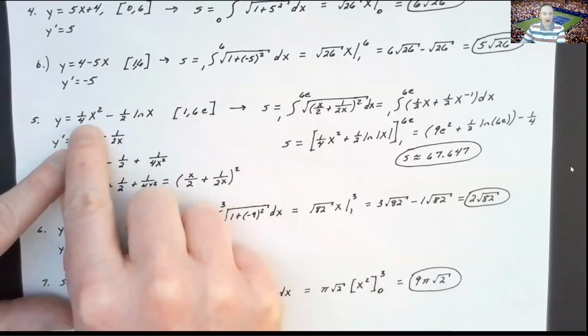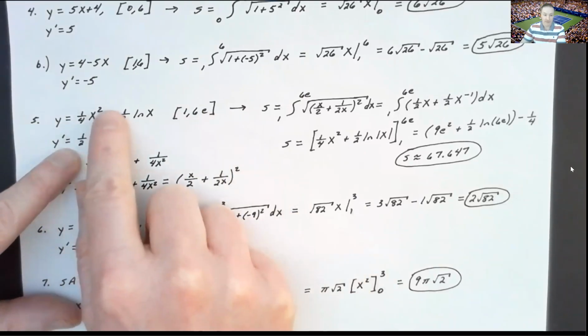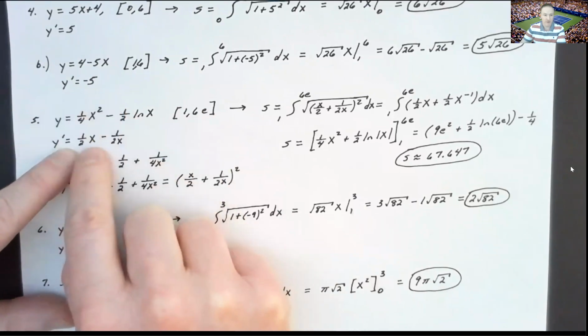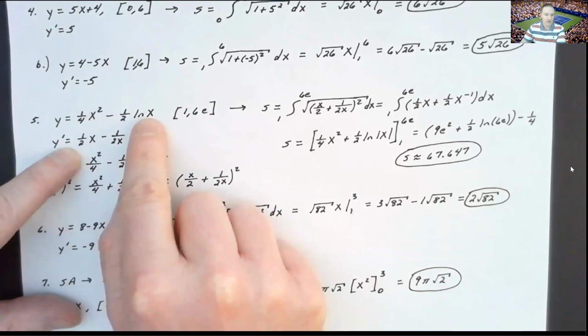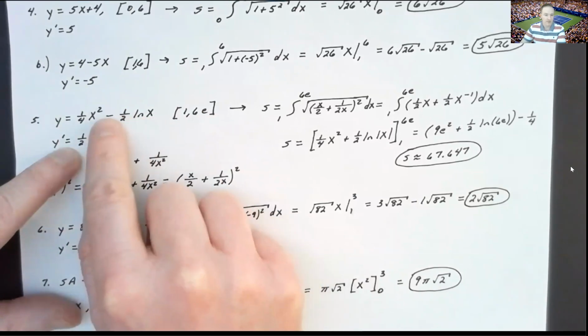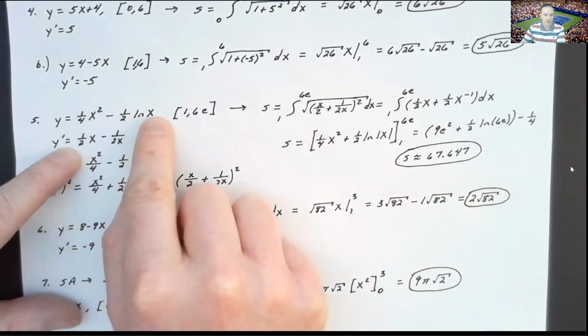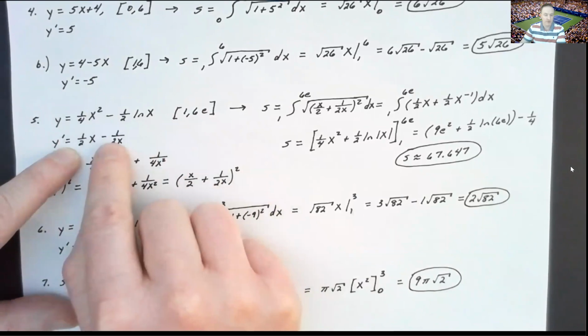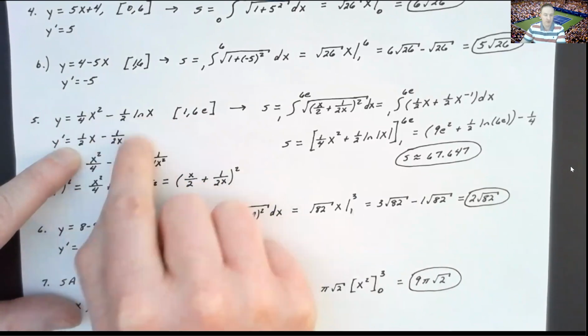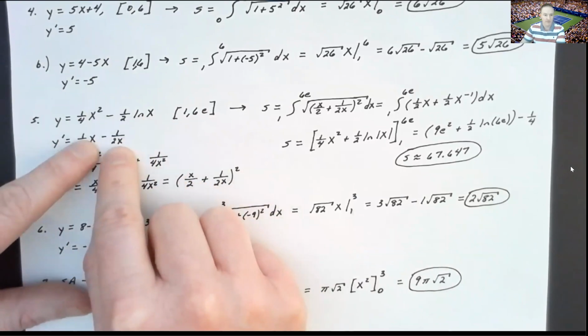Okay, so I take the derivative. I take this derivative carefully. The first term, I'll get 1/2 x to the first, and then please remember the derivative of the natural log of x is 1 over x. So the derivative of minus 1/2 natural log of x is going to be minus 1 over 2x. 1/2 times 1 over x is 1 over 2x.